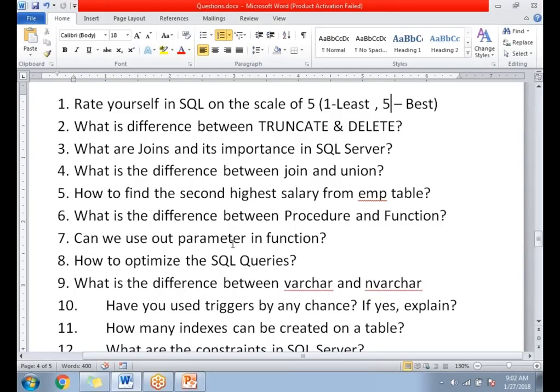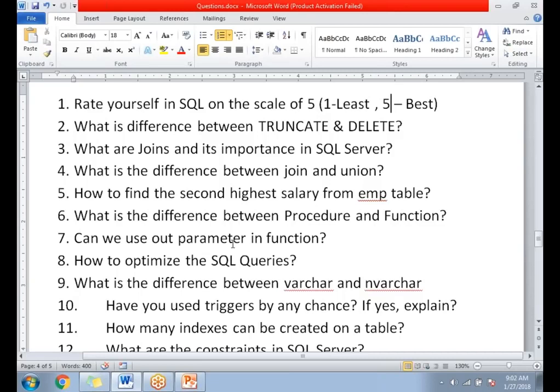There are different types of joins: inner join, self join, outer joins. In the outer join, you have right outer join, left outer join, full outer join, and the last one is Cartesian join. If you need detailed information about joins, you can check my videos collection. We have detailed videos on each and every type of join with examples.